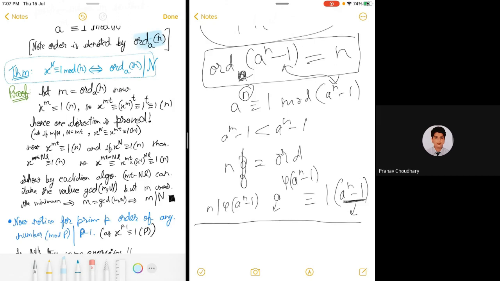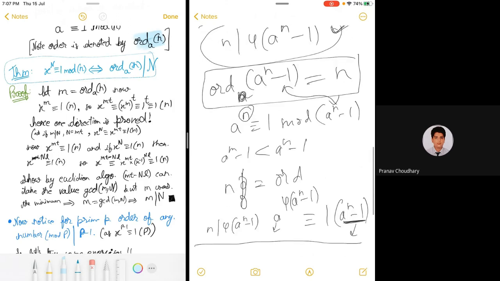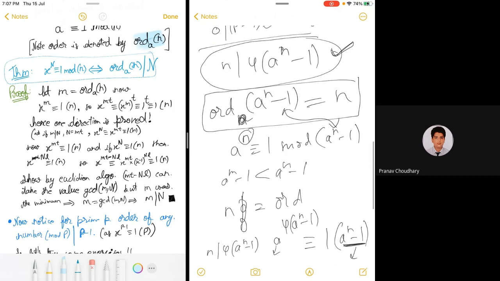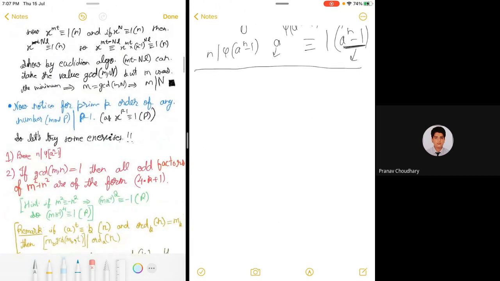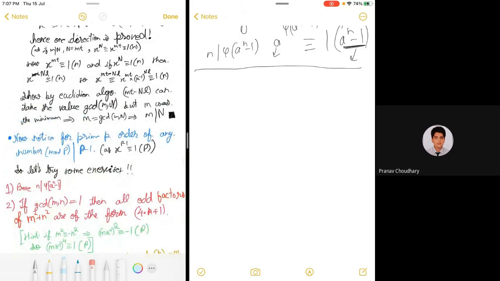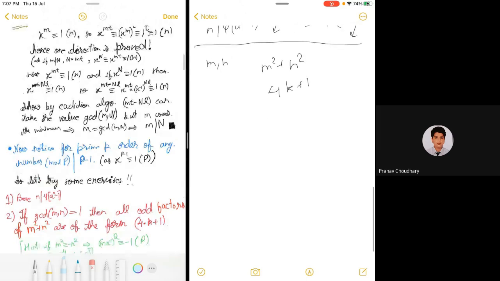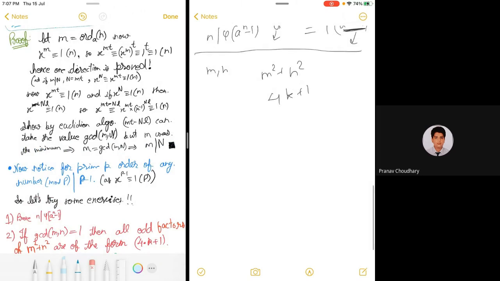Like, if it's not clear, I can explain it. Okay. So now we can try the second problem, which is that if m and n are co-prime, then all the factors of m square plus n square are of the form 4k plus 1. All the odd factors, I mean. So maybe try this for about a minute.